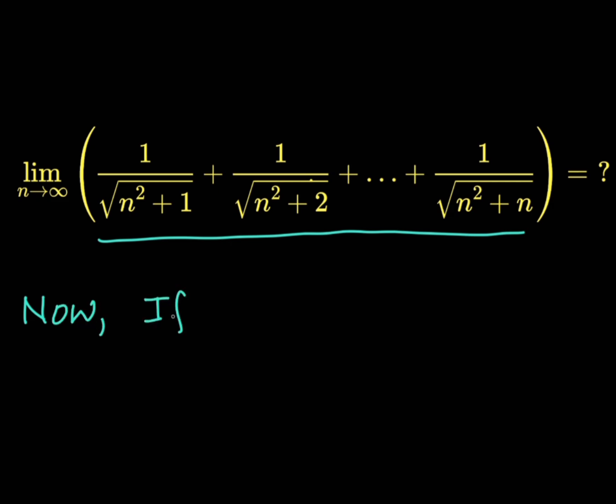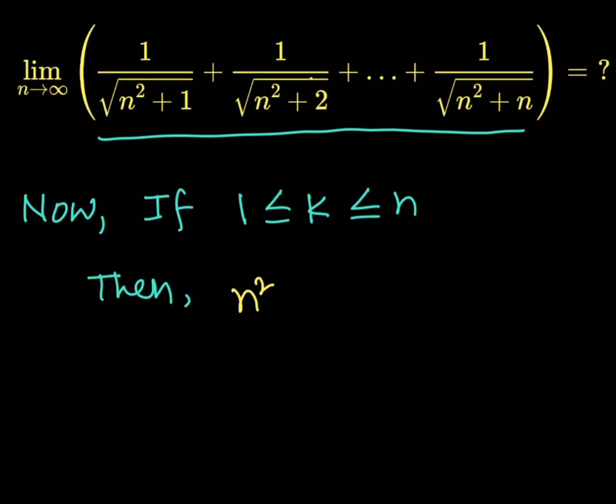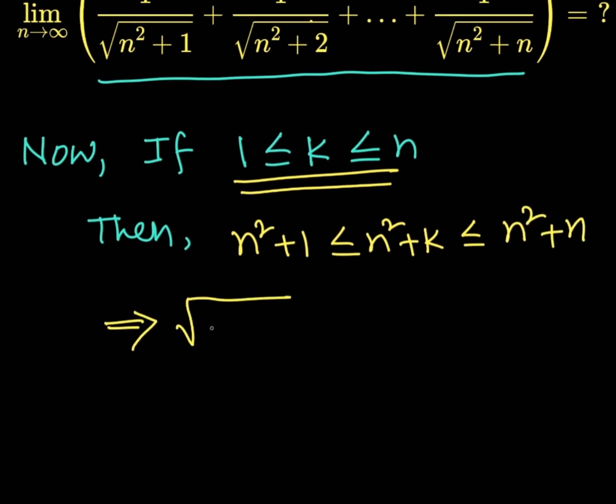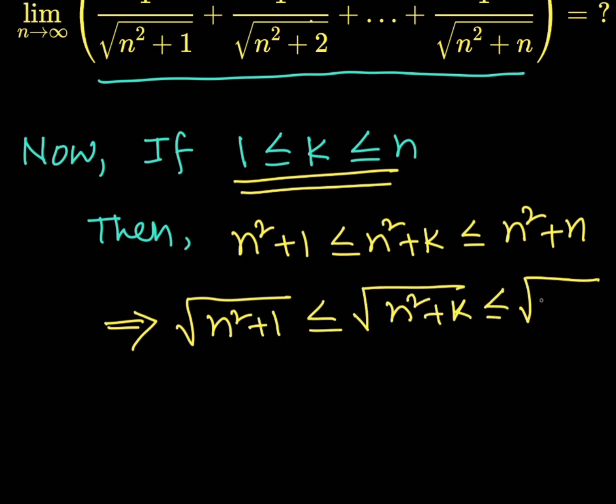Now if 1 less than or equal to k less than or equal to n, then this implies, if we add n square to each side, we get n square plus k less than or equal to n square plus n. So this implies, if we take the square root, square root of n square plus 1 less than or equal to square root of n square plus k, less than or equal to square root of n square plus n.